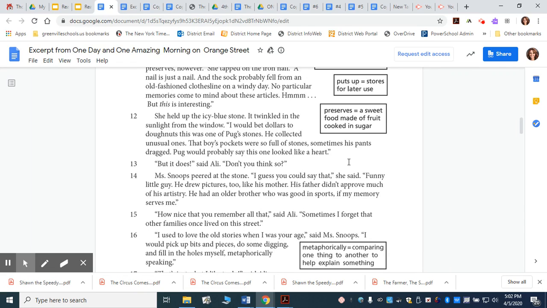"She held up the icy blue stone. It twinkled in the sunlight from the window. I would bet dollars to doughnuts this is one of Pug's stones. He collected unusual ones. The boy's pockets were so full of stones, sometimes his pants dragged. Pug would probably say this one looked like a heart." So what do you think a theme from just paragraph 12 could be?